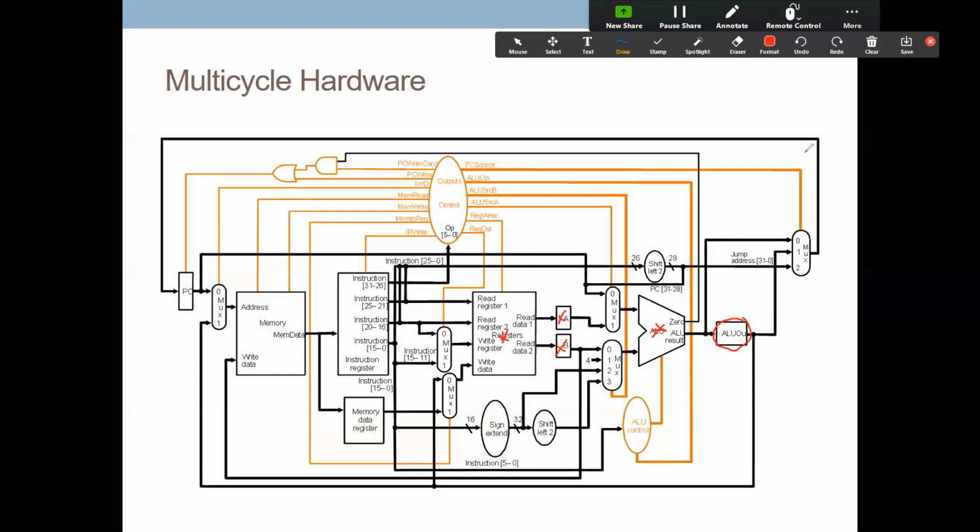And this is the PC source control signal, where we select where the program counter comes from. Sometimes it can come from the jump address, it can come from the register, or it can come directly from the ALU. So this is the hardware that we are going to use for the multi-cycle processor.